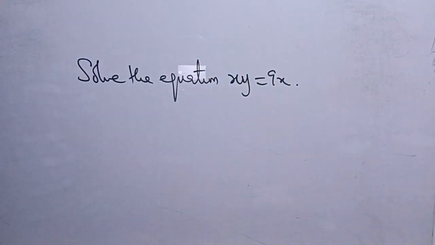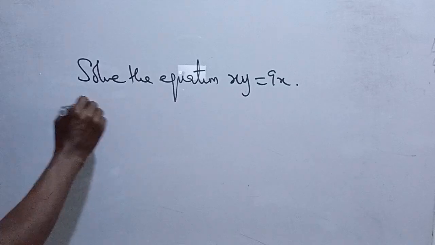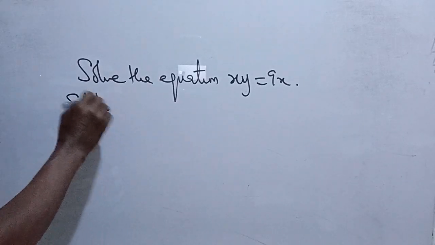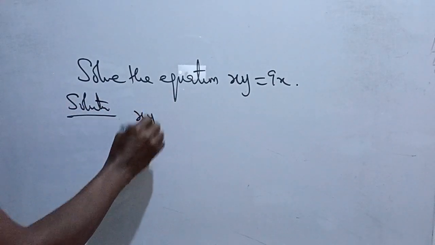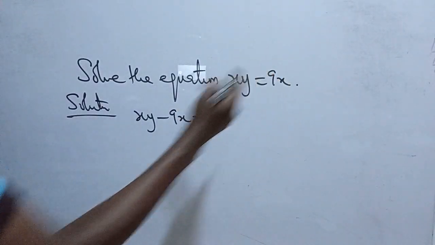So what do we do here in this case? Let's bring our 9x to the other side. So we have, solution: xy minus 9x is equal to 0. We'll be left with 0 here by the time you bring this one here.